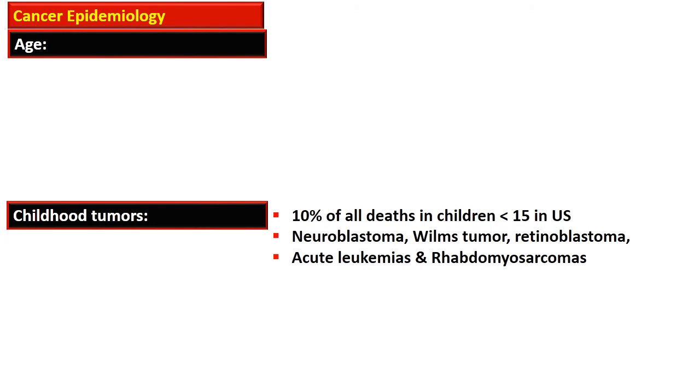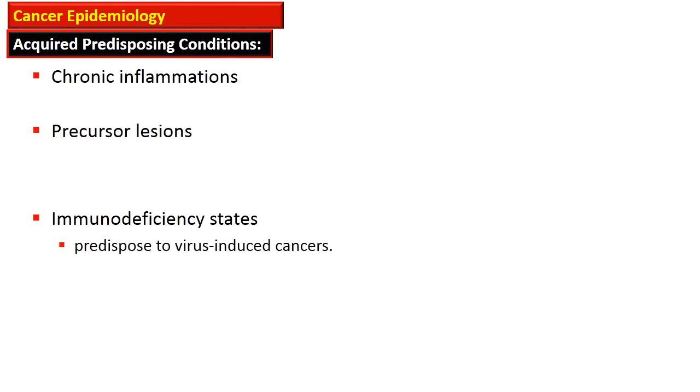Cancers account for 10% of all deaths in children below 15 years of age in the US. Neuroblastoma, Wilms tumor, retinoblastoma, acute leukemias and rhabdomyosarcomas are common childhood tumors. The acquired predisposing conditions are another risk factor for the development of cancer.